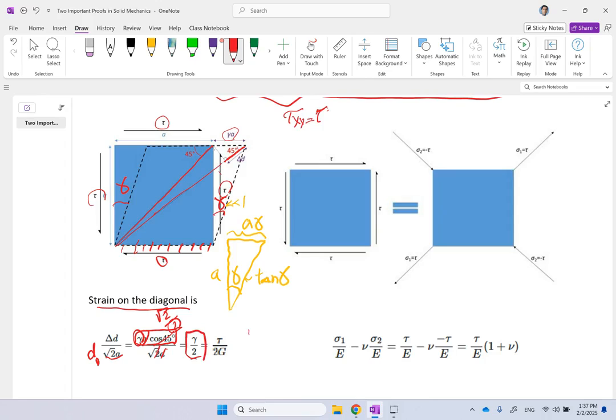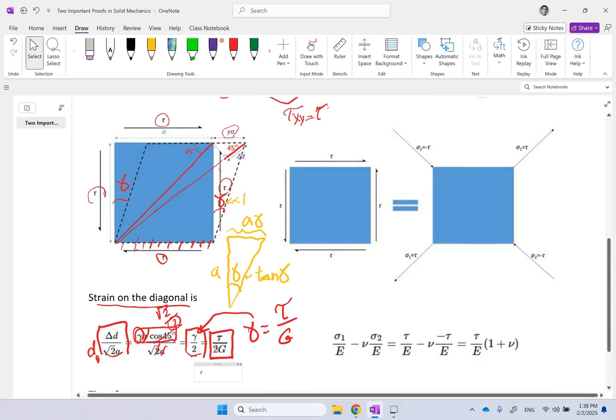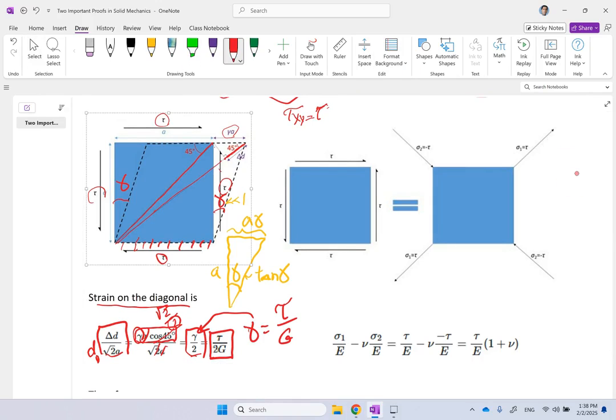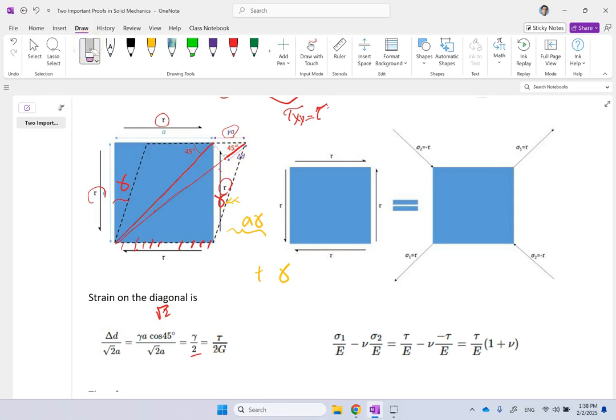On the other hand, remember that gamma is equal to tau over G. That's what we know from Hooke's law. So if I plug it right here, then the strain on the diagonal is going to be tau over 2G. So on the left side, you can easily see that the strain we found on the diagonal is tau over 2G. So far, so good.